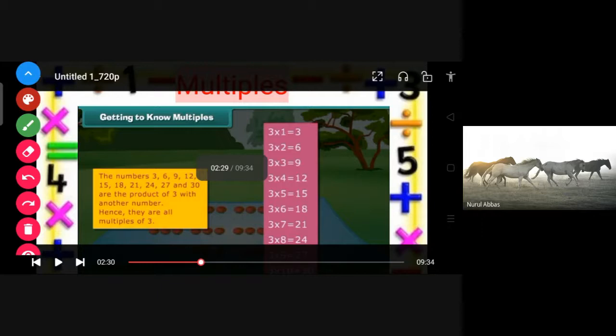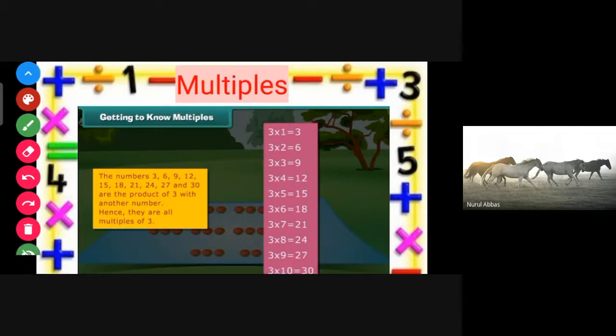Then the definitions are also given, which I explained yesterday. The multiples of 3 are 3, 6, 9, 12, 15, 18, 21, 24, 27, and 30. Here they have just given the example, the same thing they have explained. In that example, groups of 3 were given, 3, 3, 3, that way 10 groups were there. So the same definition they have explained here, the same example.